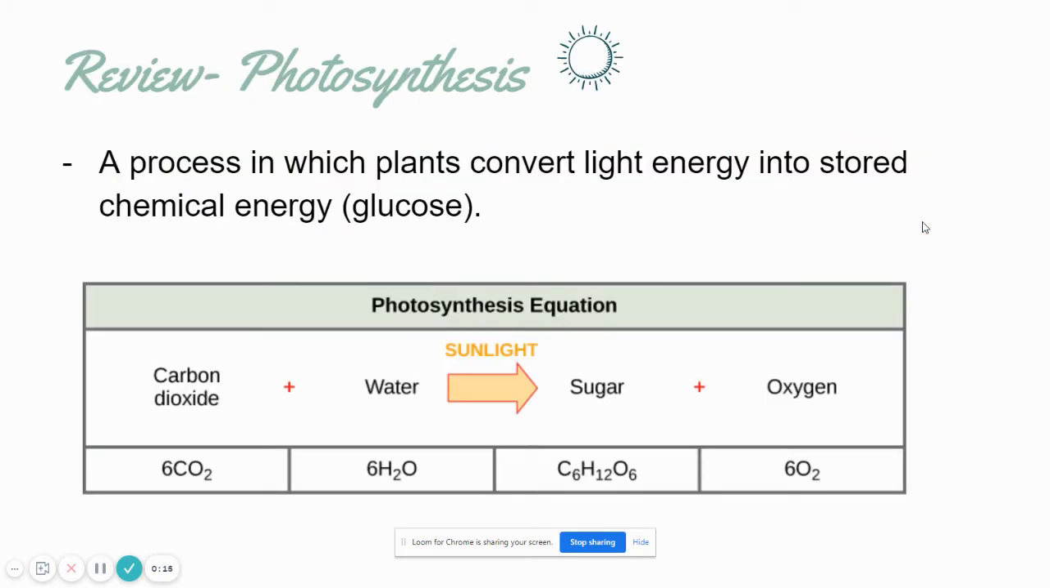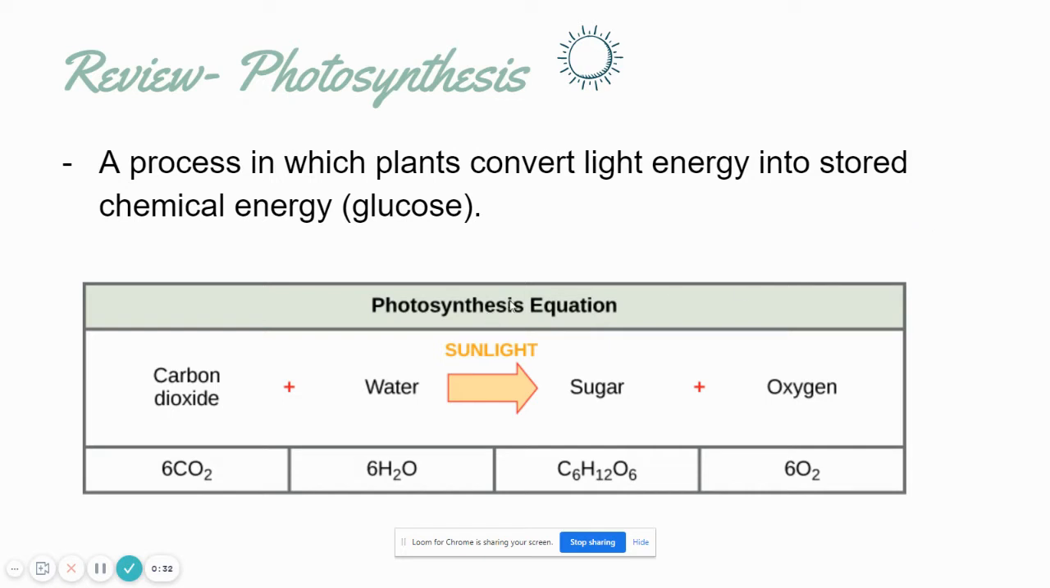So just a quick recap, plants are organisms that undergo both photosynthesis and cellular respiration. Photosynthesis is a process where plants take in solar energy and convert it to stored chemical energy, which is in the form of a glucose sugar molecule.